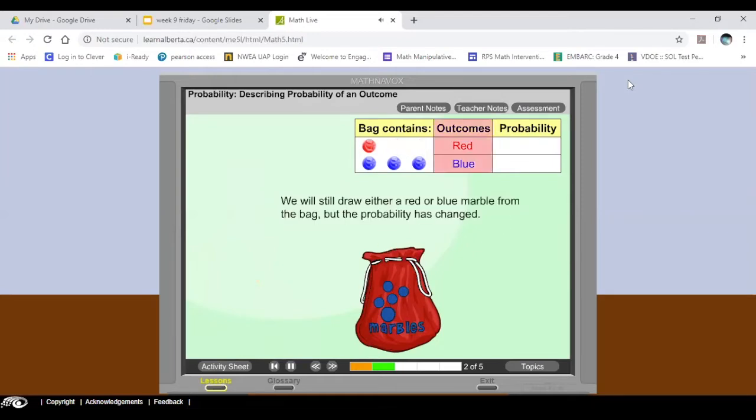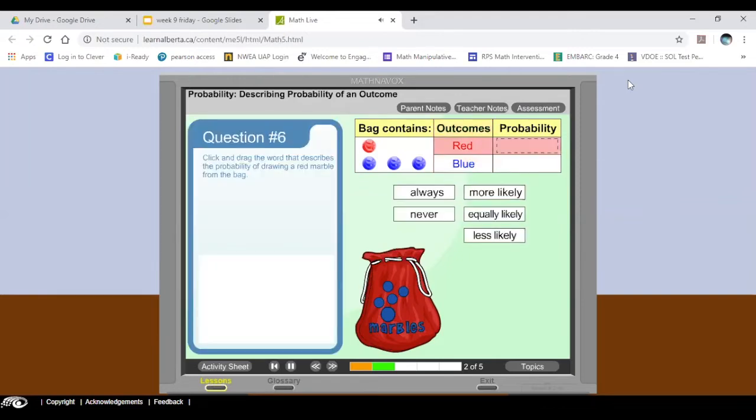Even though there are different numbers of each color, the outcomes remain the same. We will still draw either a red or blue marble from the bag, but the probability has changed. Click and drag the word that describes the probability of drawing a red marble from the bag.